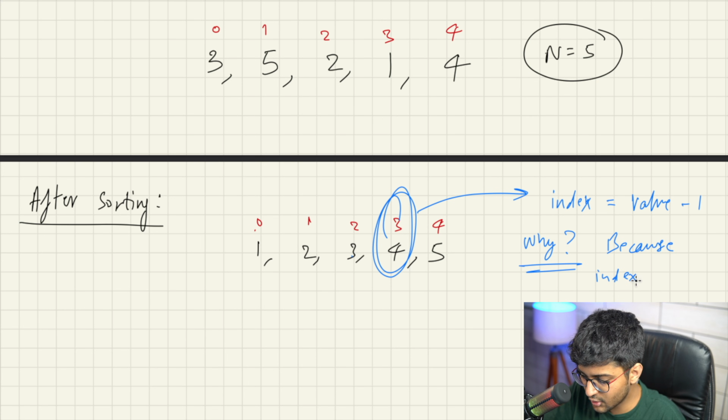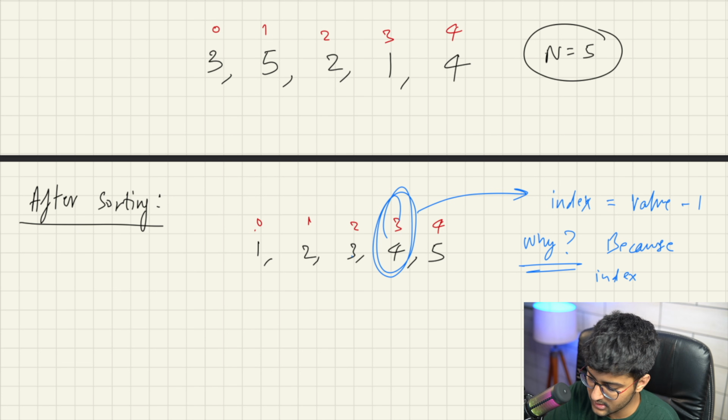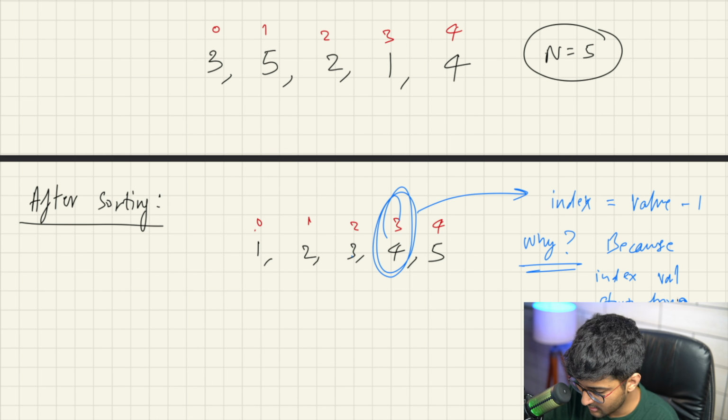This is very simple. No explanation is needed because it's right in front of your eyes. In the sorted array, every element will be at an index whose value is element minus 1. Why? Because the index starts from 0, and we are given elements from 1 till n. That is given to us.